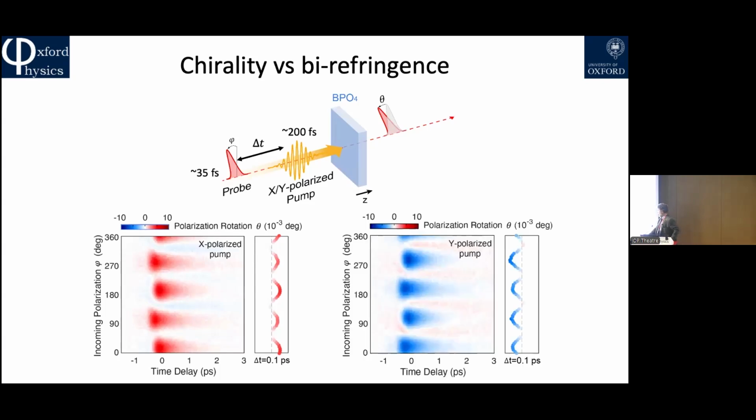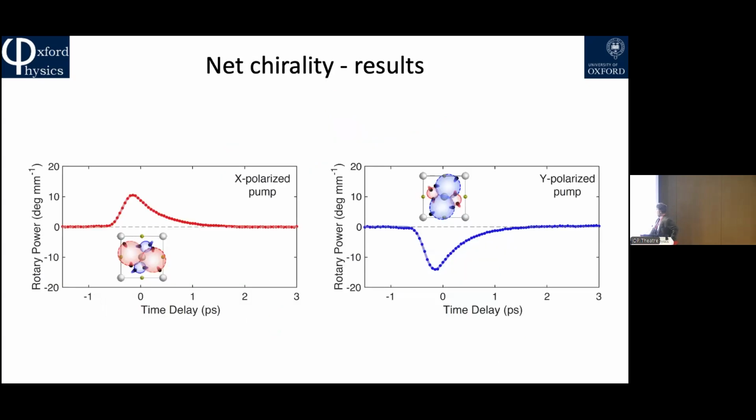So we clearly observe optical rotation due to birefringence, but if you average the signal, you get a net chirality signal. And the net chirality signal, which is the average of the rotation over all the possible probe polarizations, is positive if you pump in one direction and becomes negative if you pump in a direction that's rotated by 90 degrees.